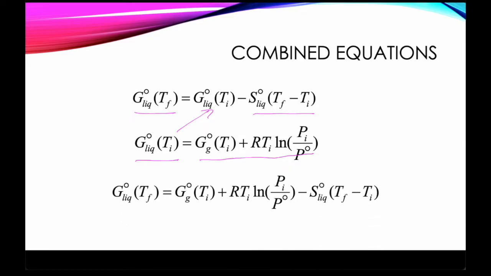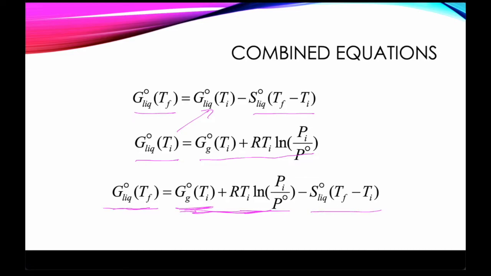And we get this overall expression here, which shows the Gibbs energy of the liquid at the elevated temperature related to the Gibbs energy of our vapor at the initial temperature, and the vapor pressure at the initial temperature. So again, this is going to be the Gibbs energy of the liquid at the elevated temperature related to the vapor and the entropy of the liquid.